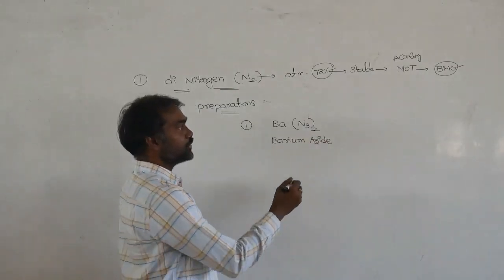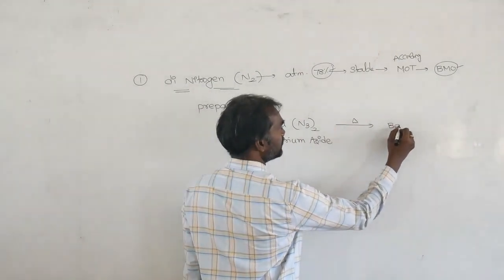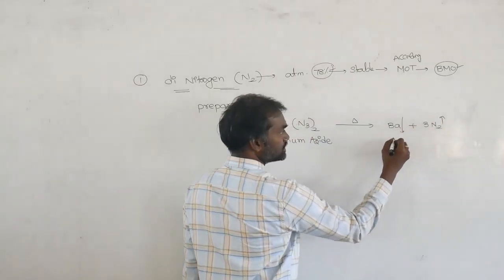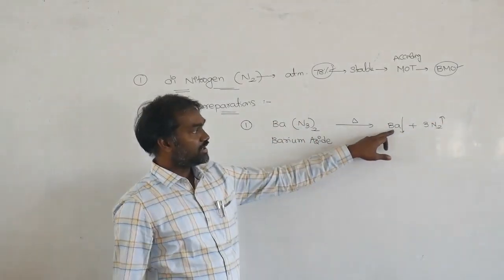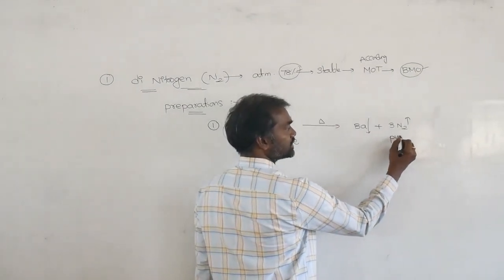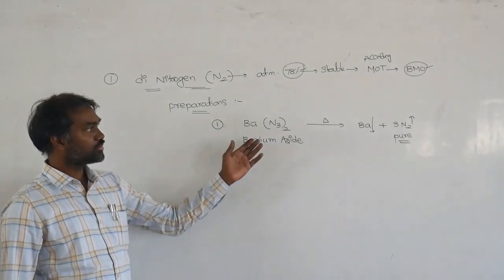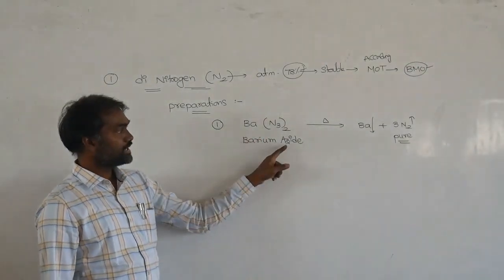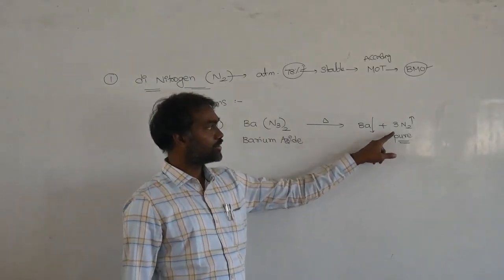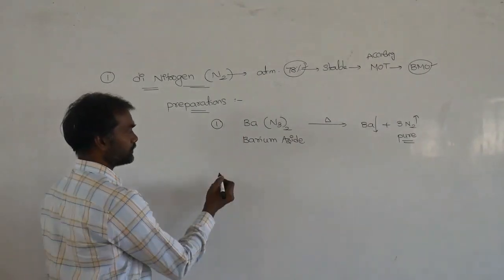Say directly, if you heat barium azide, then what happens? Barium will be separated, along with 3 moles of nitrogen. Barium is a solid, so it will go down. Nitrogen gas comes out without any contamination, so that's why pure nitrogen is available. How to write the matter? When barium azide is heated at high temperature, it produces pure nitrogen gas. So that is one preparation.